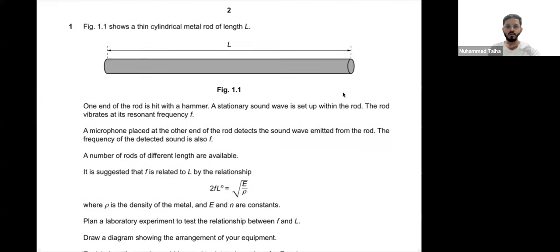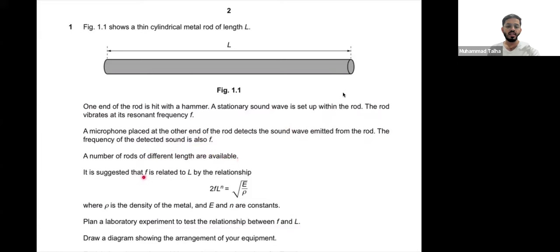So this one, question number 1, which is your planning question. 1.1 shows a thin cylindrical metal rod of length L. One end of the rod is hit with a hammer. A stationary sound wave is set up within the rod. The rod vibrates at its resonant frequency F. A microphone placed at the other end of the rod detects the sound wave emitted from the rod. The frequency of detected sound is also the same frequency F. A number of rods of different length are available. Just this statement here should give you an idea that L, the length, is what you are changing.